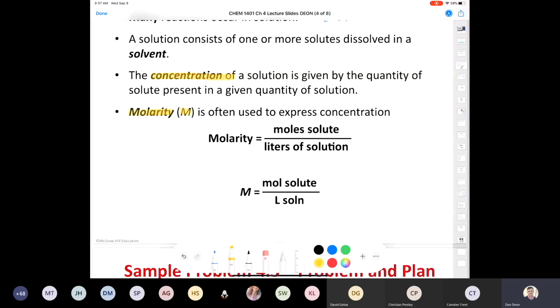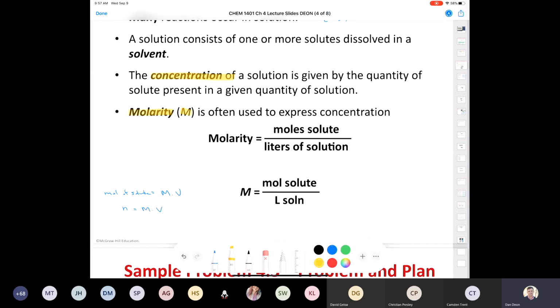Molarity, and you have to have this memorized, is defined as moles of solute divided by liters of solution. What's so great about this is we have another way to calculate moles. All you have to do is rearrange this formula. If you want the moles of solute, you multiply molarity times the volume in liters. Moles of solute I like to abbreviate as n, the number of moles. So n is M times V.